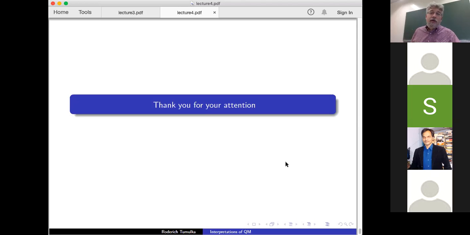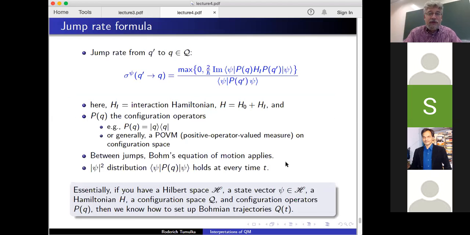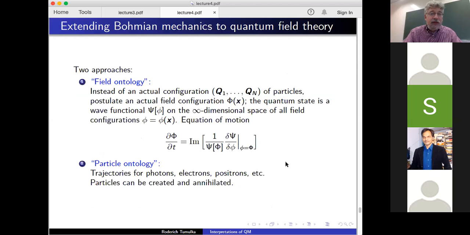Okay, so for this Bell experiment that I discussed and similar experiments, it suffices to consider just n particles. So I described it as just n-particle Dirac wave functions. For quantum field theory, it's a field of active research to extend these theories, Bohmian mechanics and GRW, to quantum field theories, and there are basically two approaches.